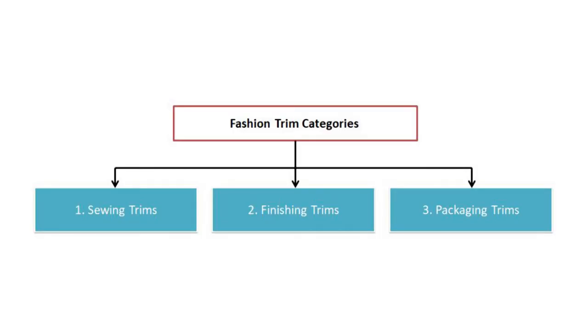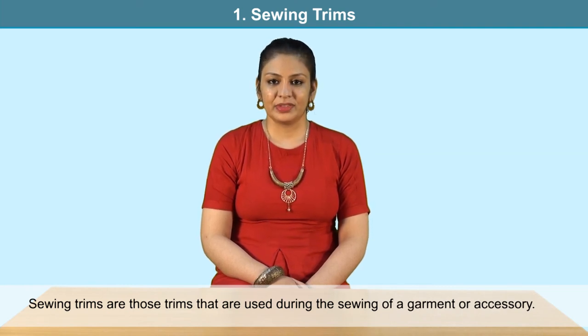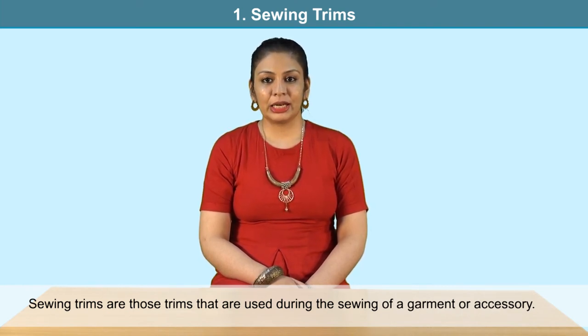Fashion trims used in production, that is, the making of apparel and accessories, can be divided into three major categories: sewing trims, finishing trims, and packing trims. Sewing trims are those that are used during the sewing of a garment or an accessory. These could also include the making of an accessory.